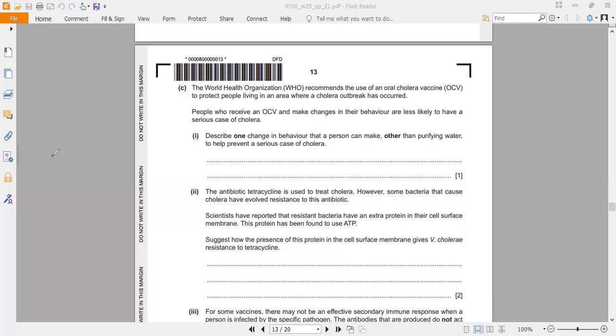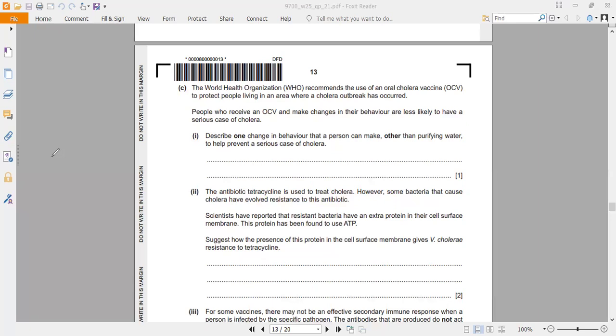The behavior change can be improved hygiene. We have to write the possible answer. That is washing hands with soap, specifically after using the toilet or before handling and preparing food. Or ensuring food is cooked thoroughly and eaten while hot, or washing raw fruits and vegetables with treated water. So in this way, we have to write only one possible answer.